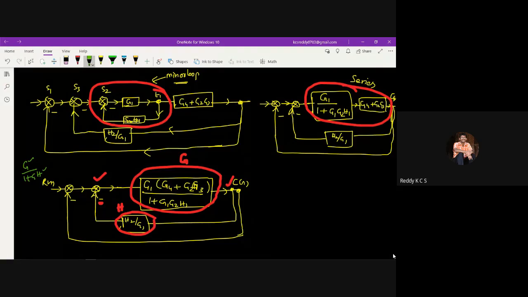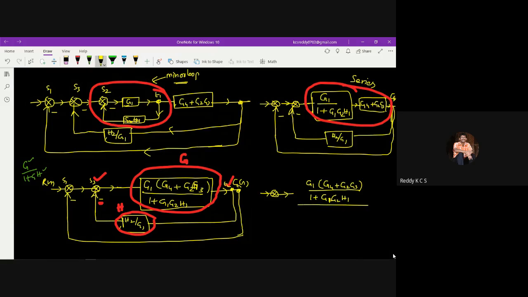Now it will become a single block. Summing point 3 is also gone. This is summing point 1, summing point 3, takeoff point 2 and takeoff point 3. So summing point 3 will go, takeoff point 2 will go, this block and this block are also gone, and it will come into a single block. That is, G is G1 into G4 plus G2 G3, divided by 1 plus G of S into H, divided by 1 plus G1 G2 into H1. This is the complete G.